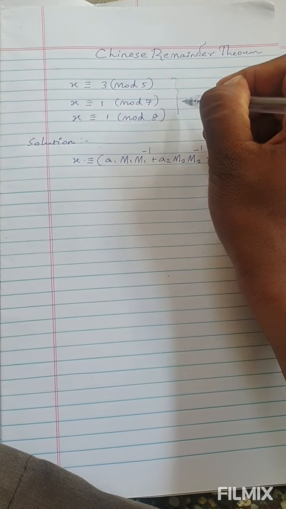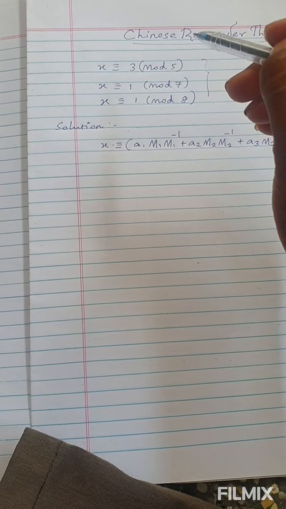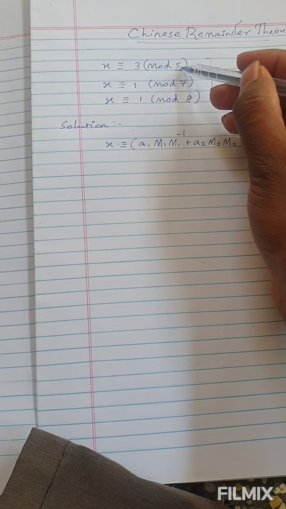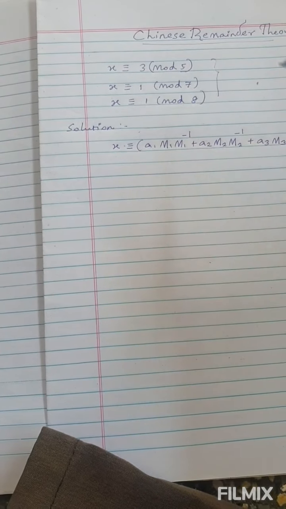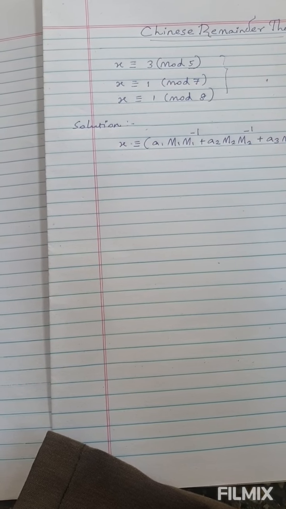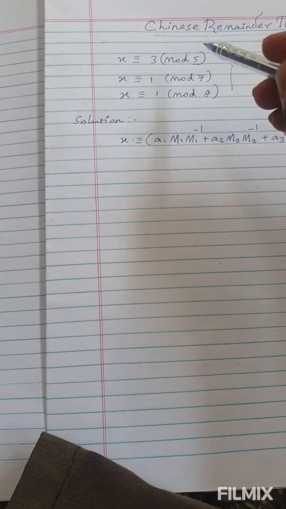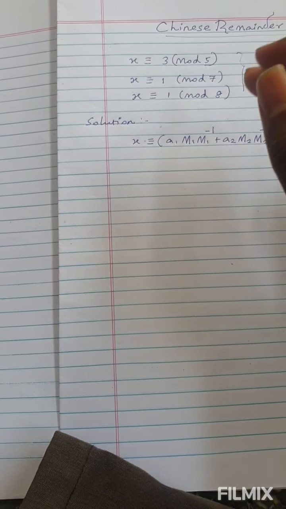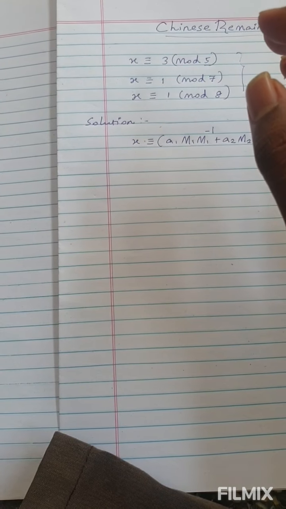The condition is on the given m1, m2 and m3. Here the small m1 is 5, the small m2 is 7, the small m3 is 8. The GCD of the 3 numbers should be 1. Here the GCD of 5, 7, 8 is 1, so we can solve it. If it is not 1, then we cannot solve that congruence equation.